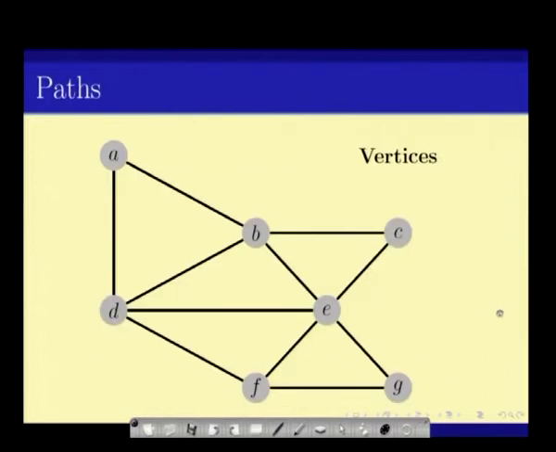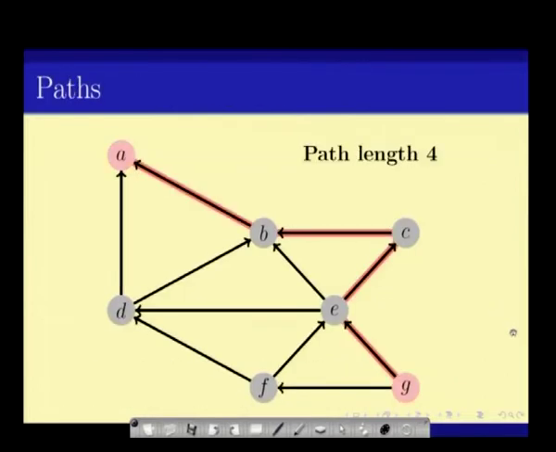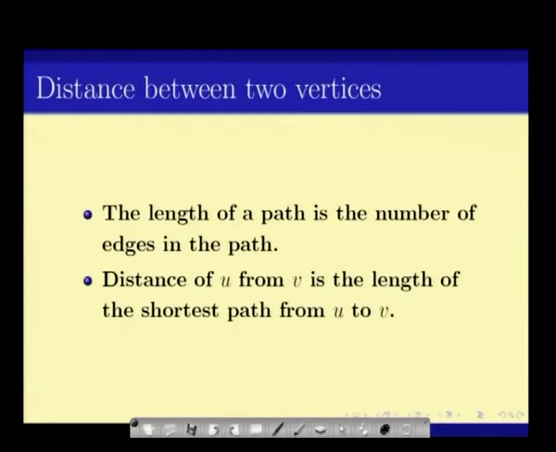Now, what do I mean by path? So, here is a graph, and this is a path of length 4 and a directed path. The length is the total number of edges that occur in this path. We can also have smaller paths, like this one of length 3. The length of a path is the number of edges that occur in a path, and the distance between any two vertices is the length of the shortest path between these two vertices.